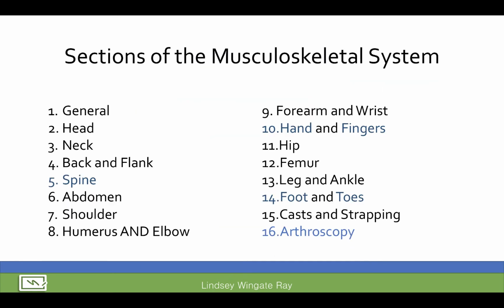The sections of the musculoskeletal system are general, head, neck, back and flank, spine, abdomen, shoulder, humerus and elbow, forearm and wrist, hand and fingers, hip, femur, leg and ankle, foot and toes, cast and strapping, and arthroscopy.